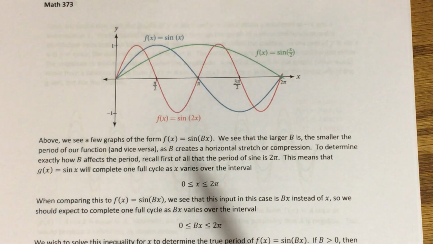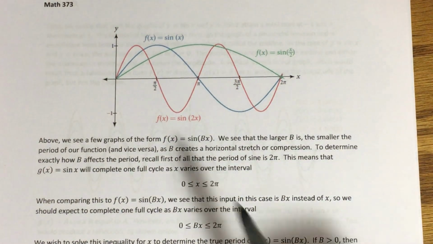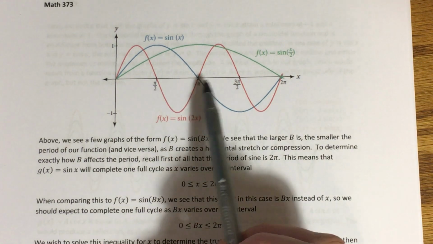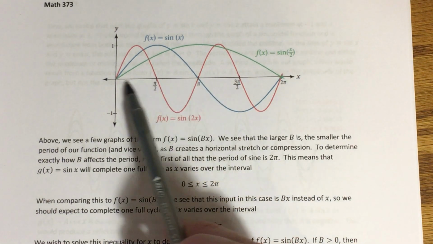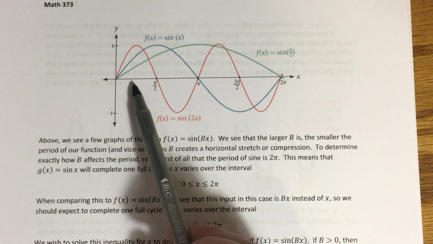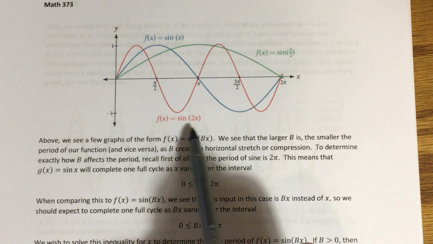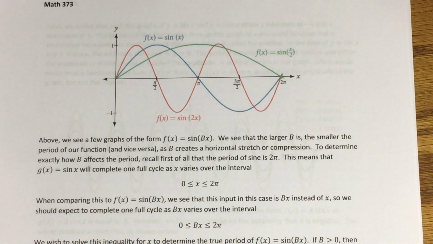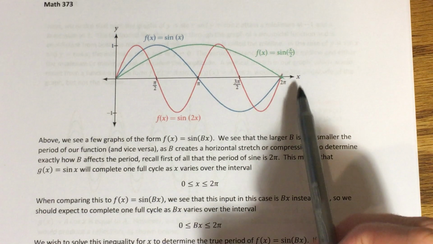Another way of interpreting the same thing, and this is the way that we need to interpret it for what we do, is that it shortened the period of the red graph by a factor of 1/2, which is the reciprocal of 2. Okay, now take a look at this green graph.